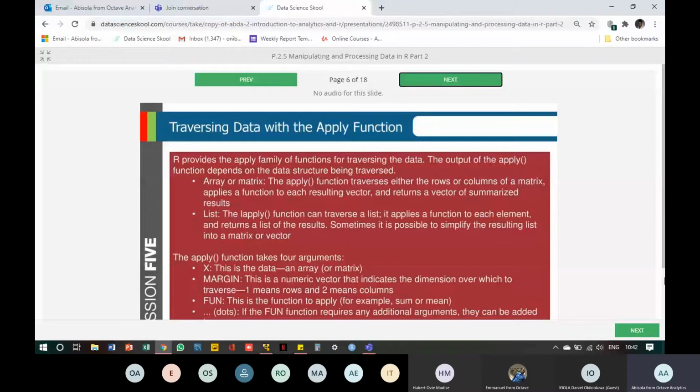That is what an apply function does. So instead of using for-in loops like you do in programming, you can just use apply functions, and apply functions help you go in a loop. It helps you perform a function over a list several times until the function is completed, or until the process is completed.